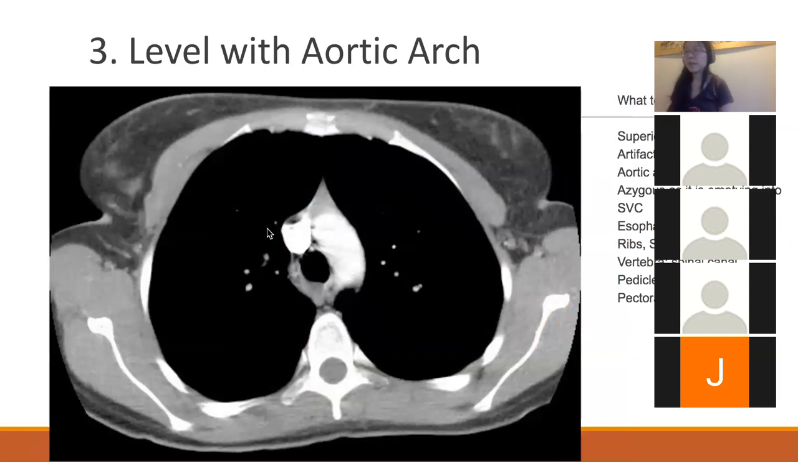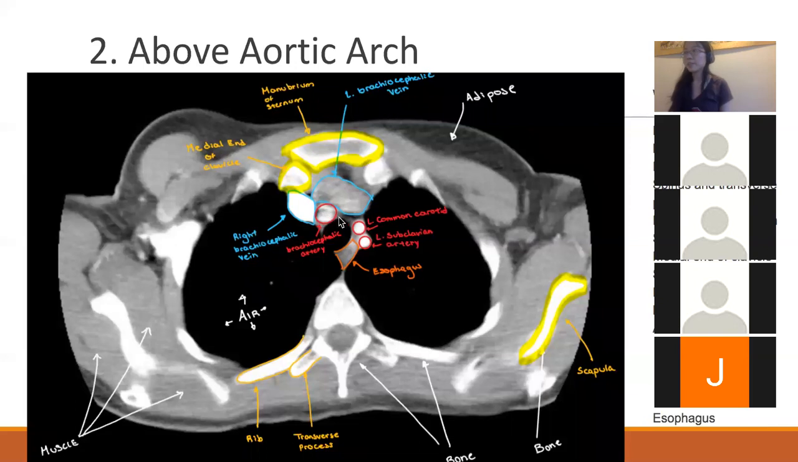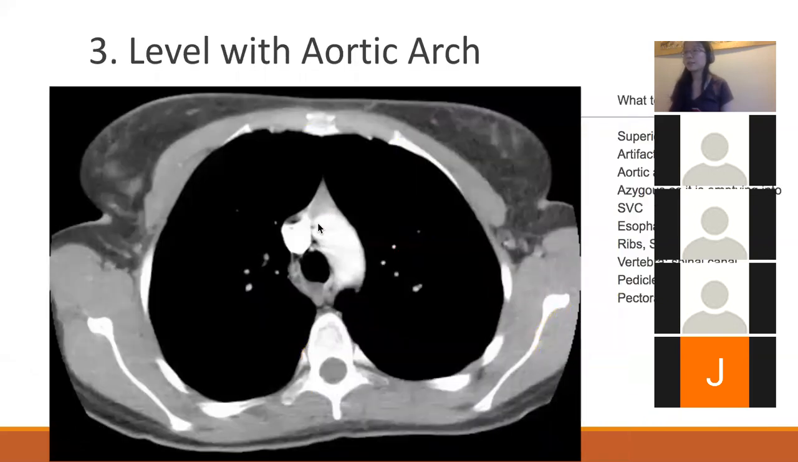So now we are level with the aortic arch. Previously we had these three big veins that were coming off of the aortic arch. Now let's take a look at the aortic arch itself. This is going to be the aortic arch, the structure right here, right? And then once again, we have the trachea, and then we have some other vessel here. Right now, we are still superior to the heart.